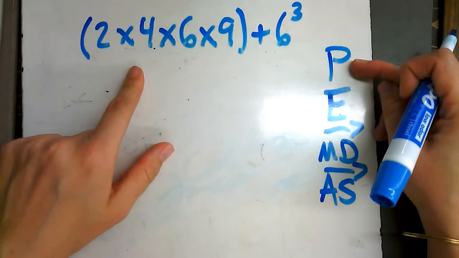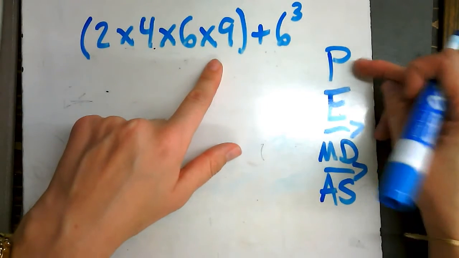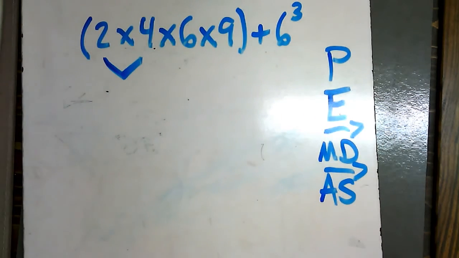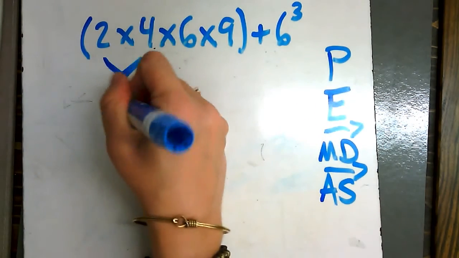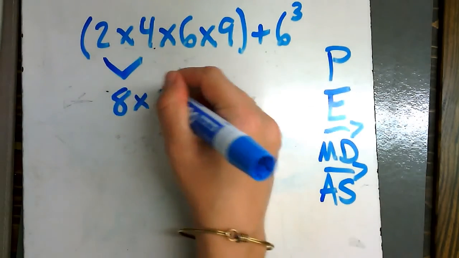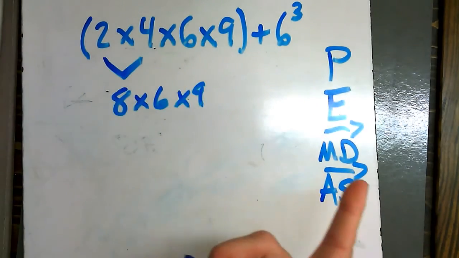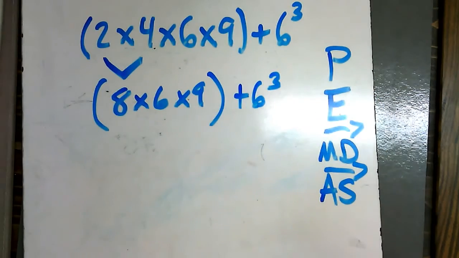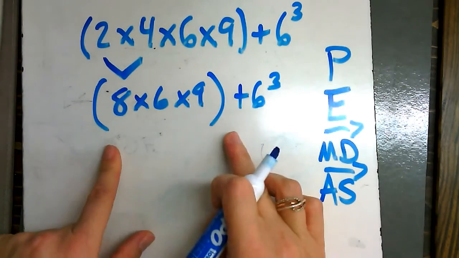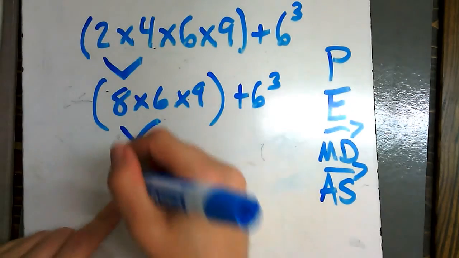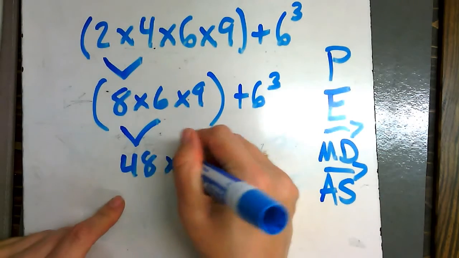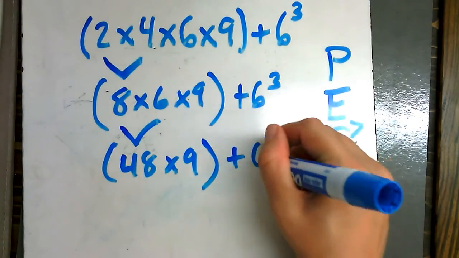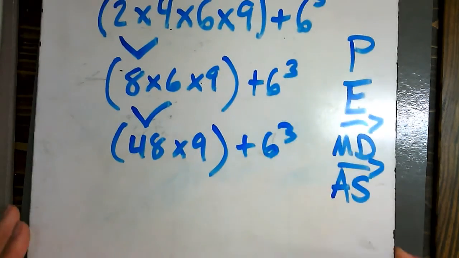Parentheses, I'm jumping in. Ooh, I got multiplication, multiplication, multiplication. I know with multiplication, I've got to go from left to right. So I start over here with the first one. 2 times 4 is 8, and then I bring everything else down. Times 6 times 9. Haven't solved out that parentheses, so I got to put it in. Plus 6 cubed. Still have parentheses, again from left to right. So 8 times 6 is 48 times 9. Haven't finished that parentheses, so I still got to put it in. Plus 6 cubed.